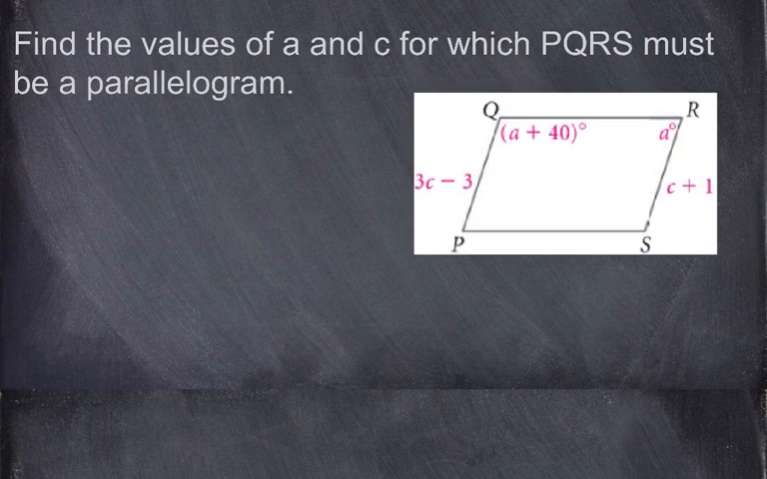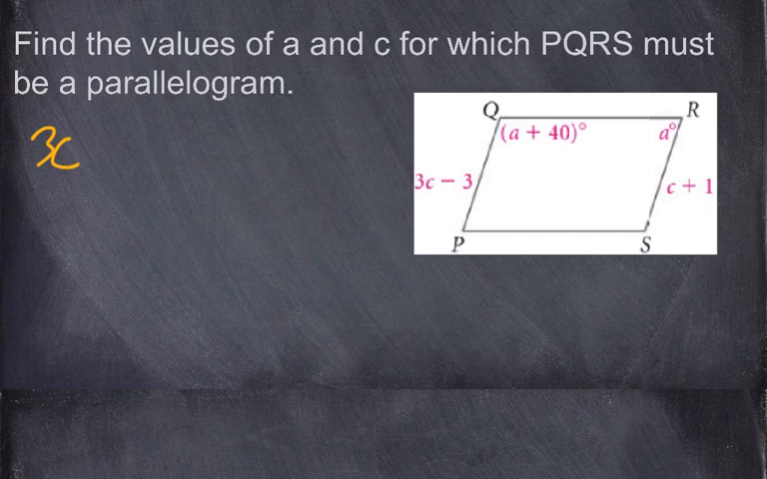Here, find the values of a and c for which PQRS must be a parallelogram. Now, it's important to understand what you're dealing with here. c has to do with the sides. a is dealing with the angles. So let's do c first. Let's get done with the sides.